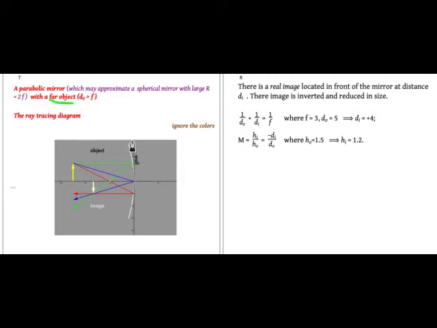So here's the mirror. Here's the wall that it's mounted on. The focal length is this distance. So that's F. Parallel rays hit the mirror, reflect at equal angles, and go through the focal point. So I was wrong. That's not the focal point. Here's the focal point. This little dot here is the focal point. So this distance is the focal length.